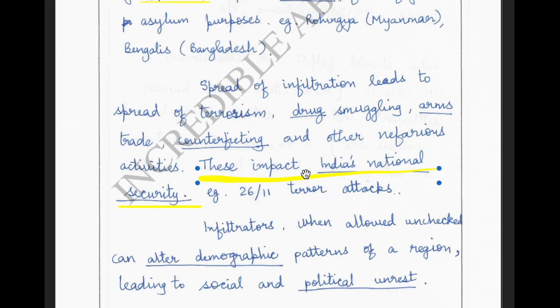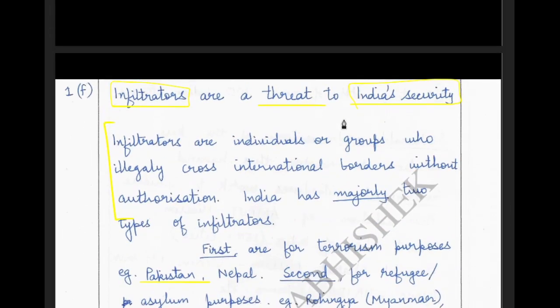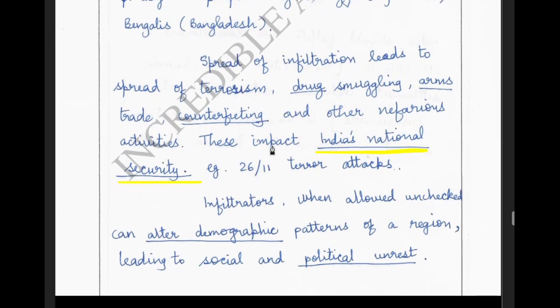This is something very obvious to everyone. But why did he write this? And why on earth did the candidate underline this? India's national security. Now pause and think and make a guess. Why? Now the reason why is because it is in the topic of the essay. Threat to India's security. These impact India's national security. He is reiterating the topic so that the examiner sees, look, I am not deviating from the topic.